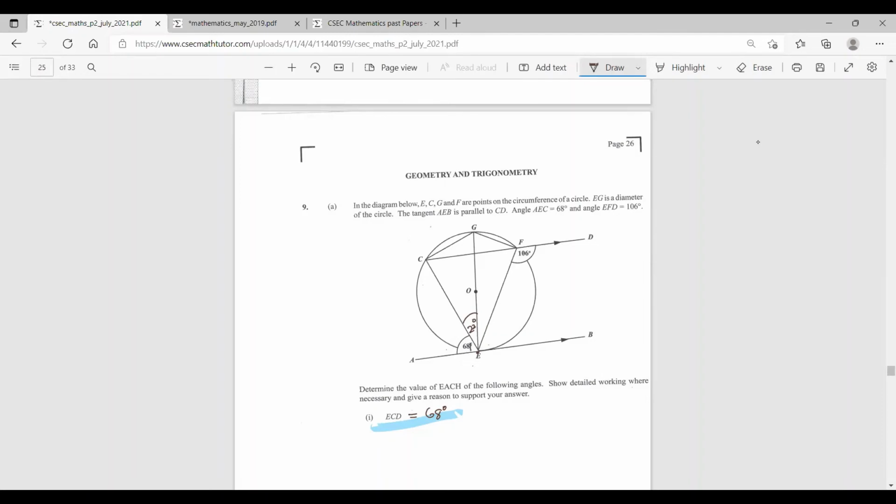Because this is a 90-degree angle here, and it will be a 90-degree on the other side as well. So a 90-degree angle was formed from EG. Therefore, the missing part of the 90-degree will be 90 subtract 68, giving you 22 degrees.